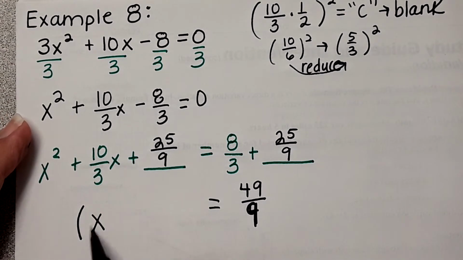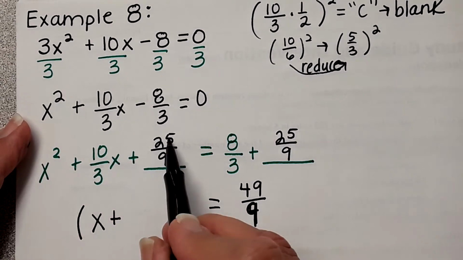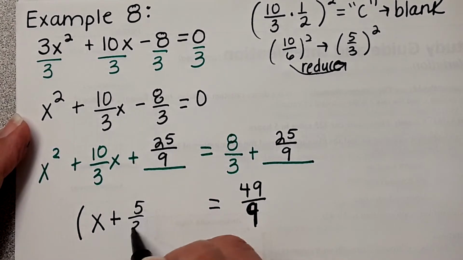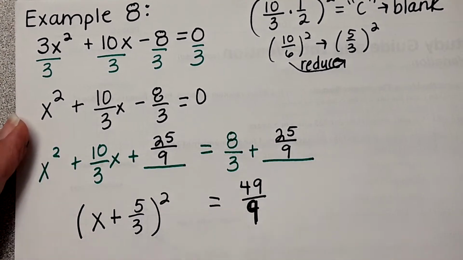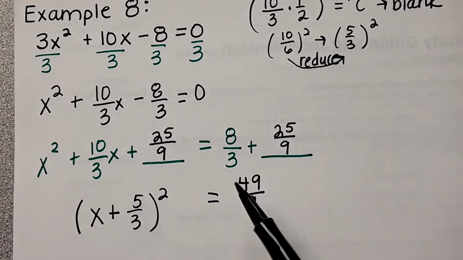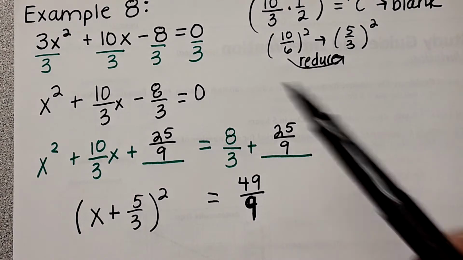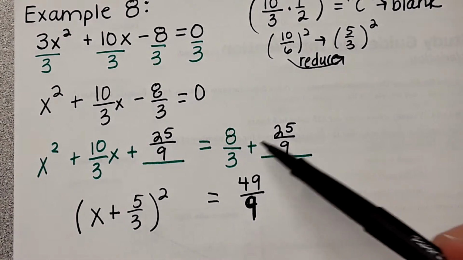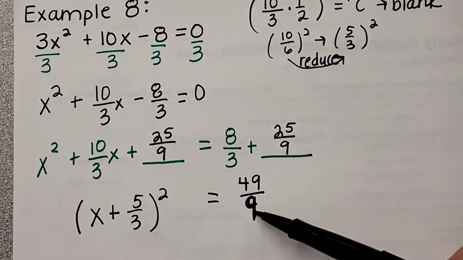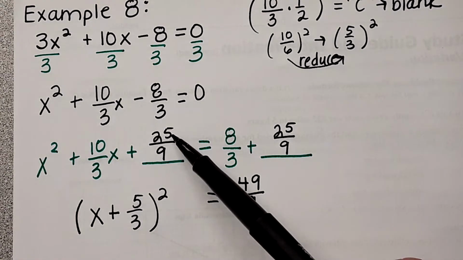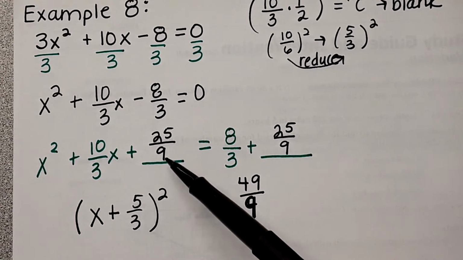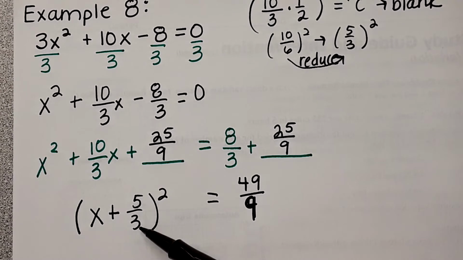This becomes x, this is positive, and I take the square root, which is 5/3. And now I have my problem. So again, I added 8/3 and 25 ninths, and I got 49 ninths. I took the square root of 25, that's how I got 5. I took the square root of 9, that's how I got 3.